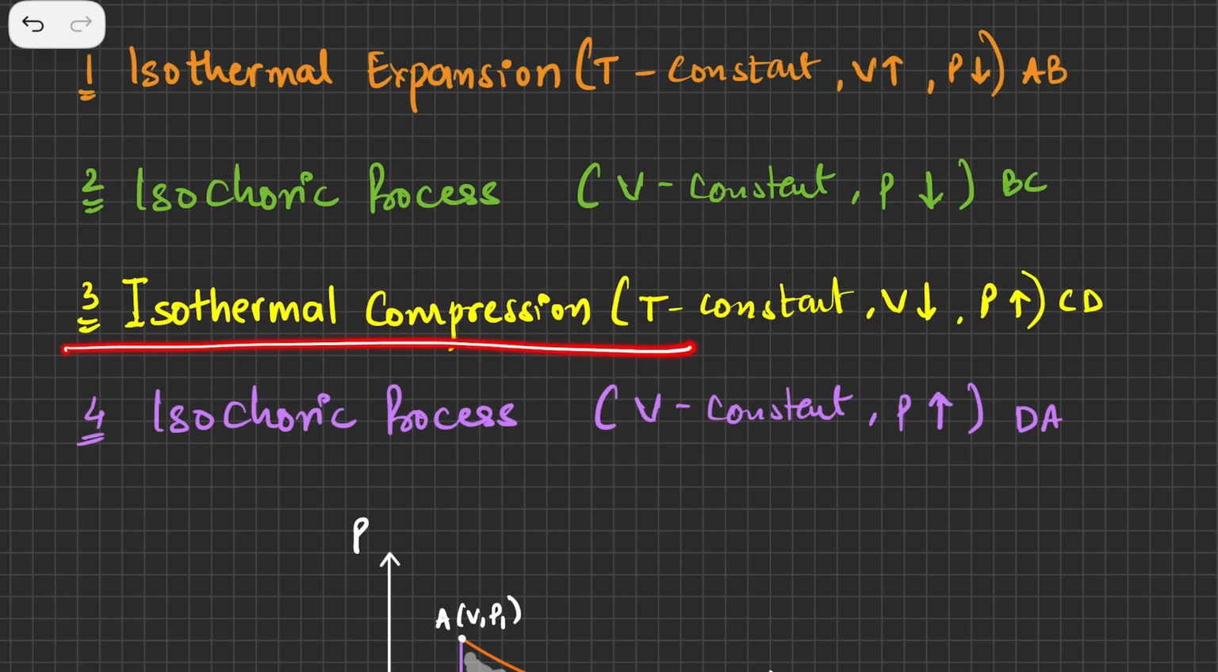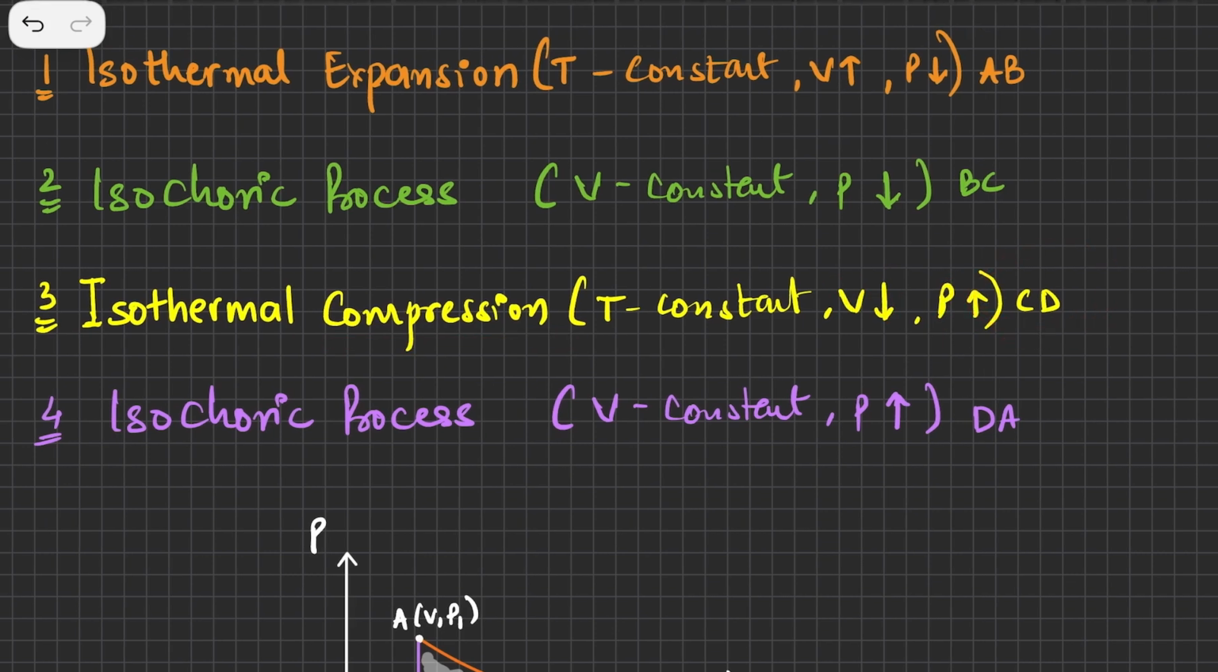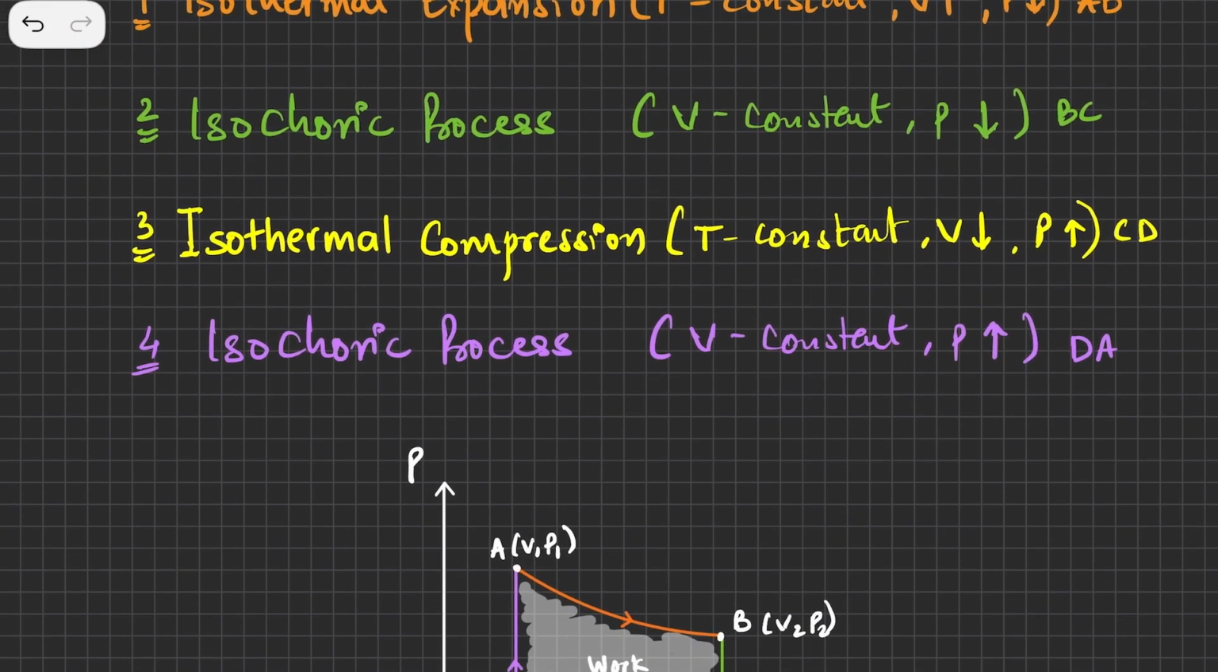Then the third process is isothermal compression, which is similar to the Carnot cycle. This first process and the third process remain the same for Carnot as well as Stirling. Isothermal means the temperature will remain constant, but compression means the volume is going to reduce. As volume reduces, the pressure is going to increase. This is represented by the CD portion of the PV graph.